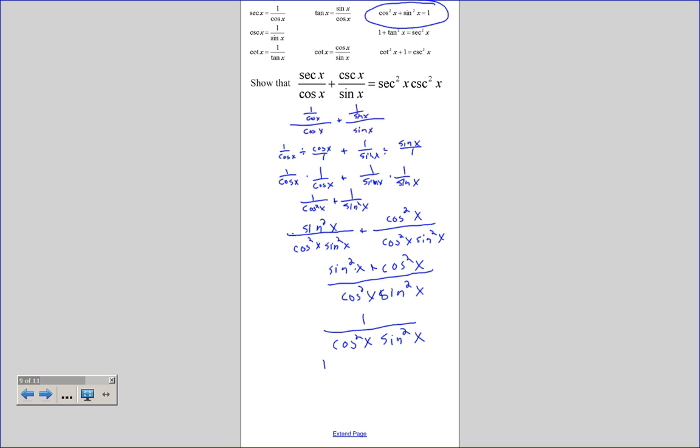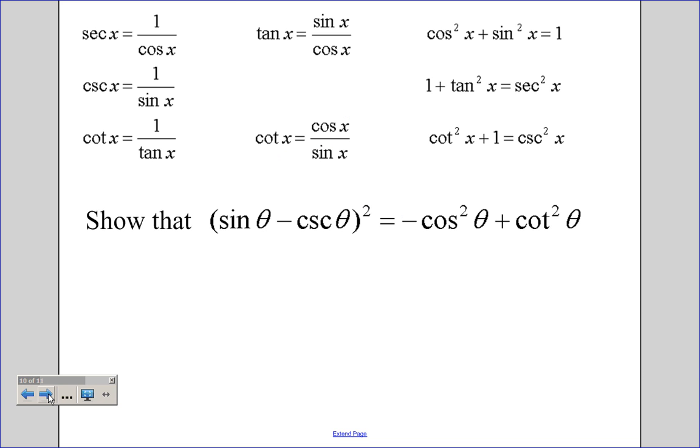and 1 over cosine squared x. We can separate this into two separate equations, where 1 over cosine squared x is secant squared x, and 1 over sine squared x is cosecant squared x. And that is our final solution. Oh, I should put a box at the end just to show you I'm done. All right, try this one out.